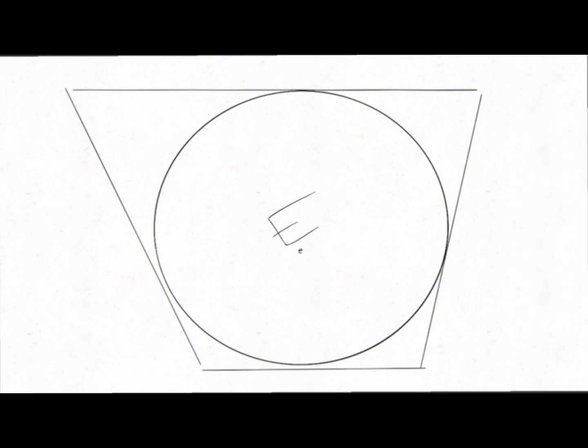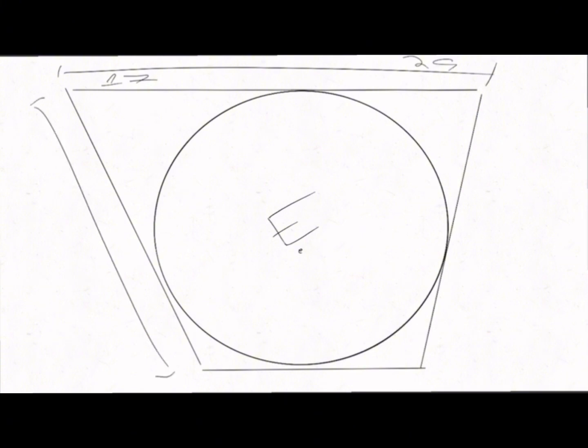Okay. So, the diagram is this entire section is 29. This specific piece is 17. This entire section is 21. And is that all the info they give you? No. They also give you the fact that this piece right here is 2.5. Alright, and they want you to find the perimeter.